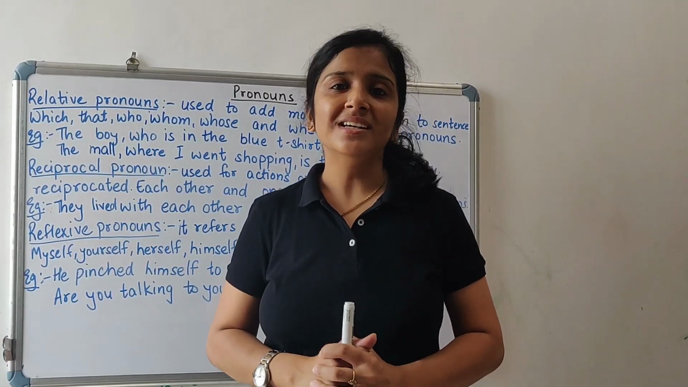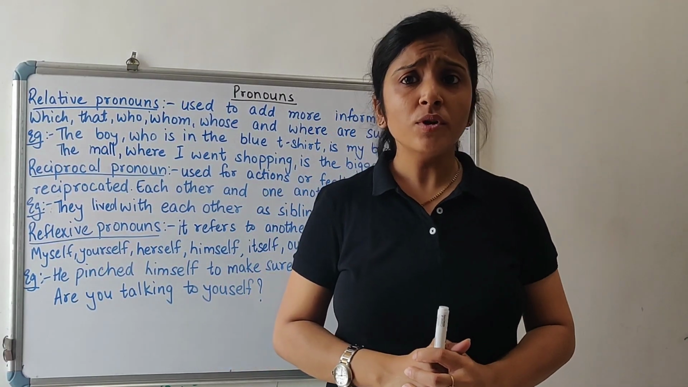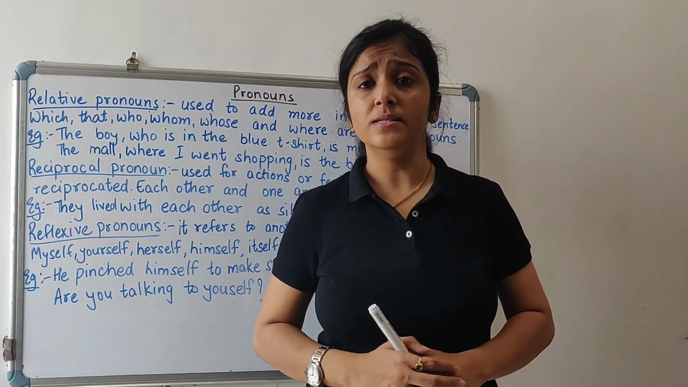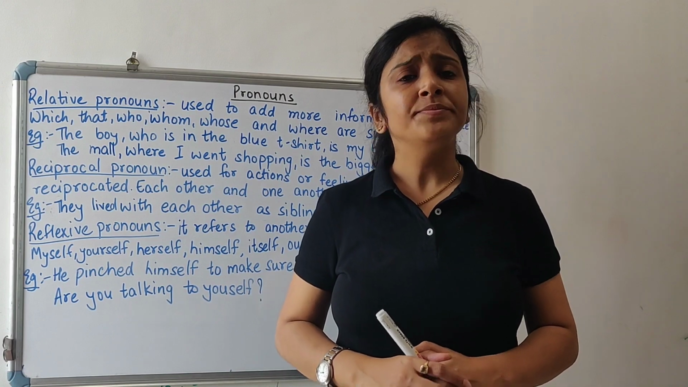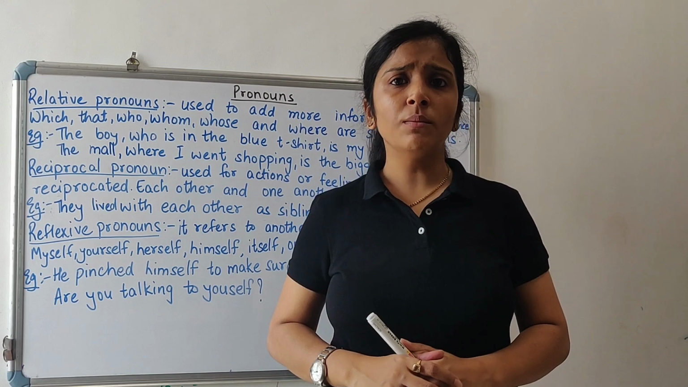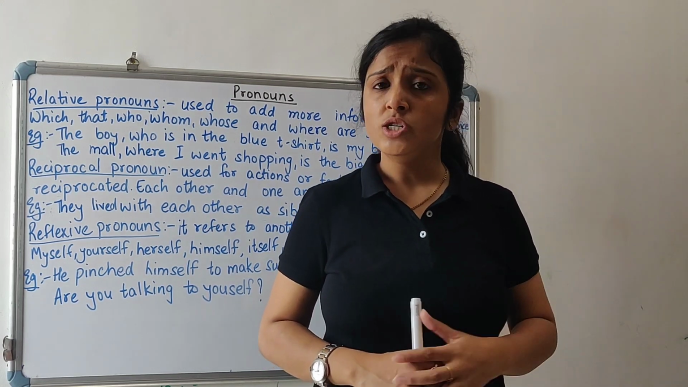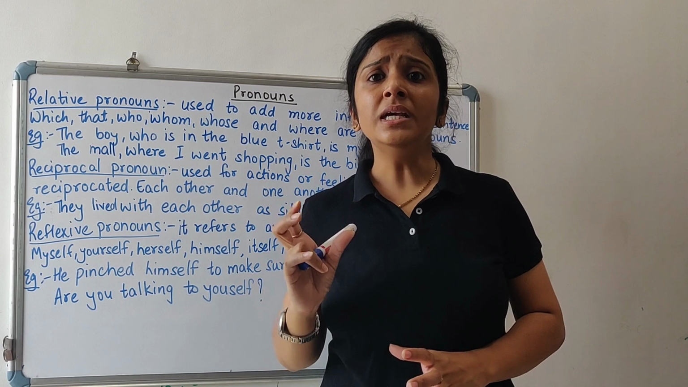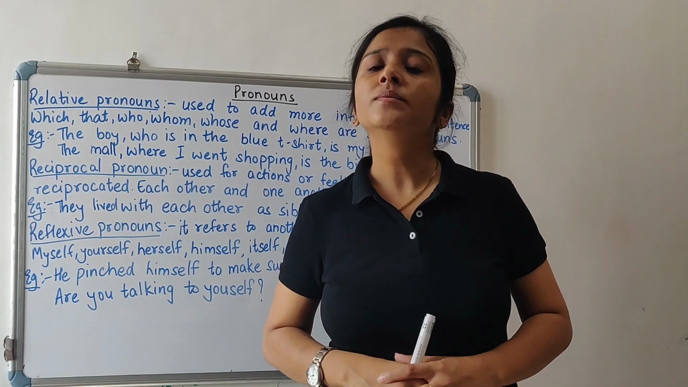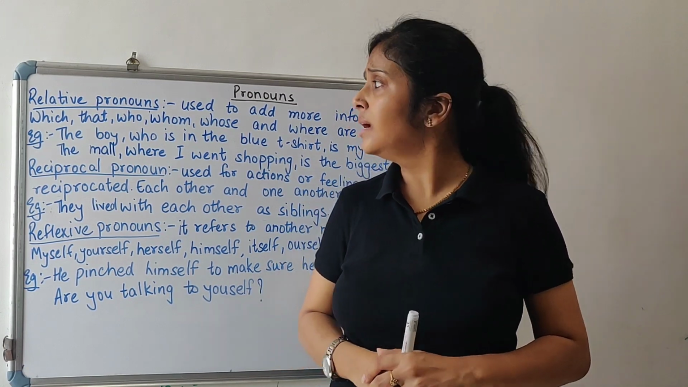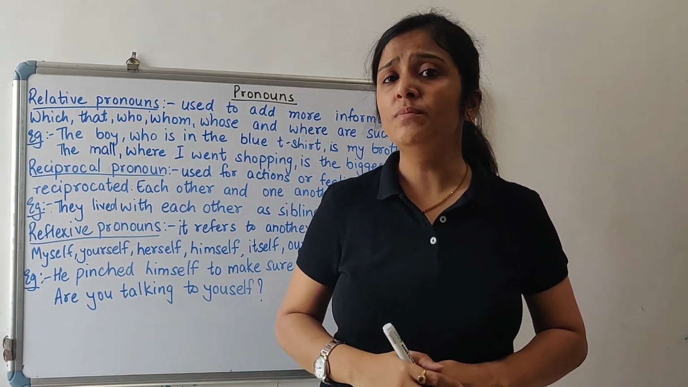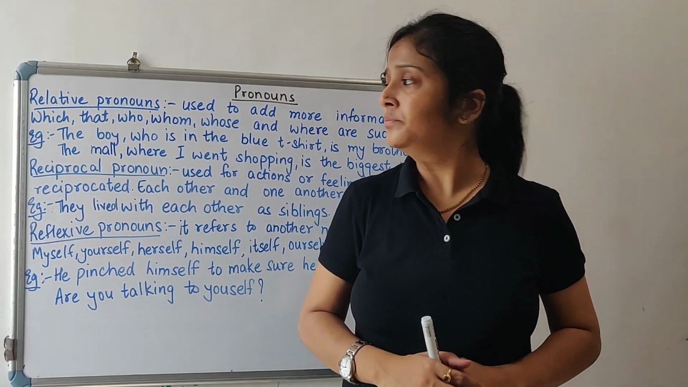Let's take up the next one, that is relative pronoun. So what is a relative pronoun? A relative pronoun is used to add more information to the sentence. For example, if I say the city that I visited last year is beautiful. So which city am I talking about? That I visited last year. So I am relating the city which I visited in the past year. And what is that? It is a beautiful city, right? So which, that, who, whom, whose and where are the pronouns that help us to make a relation, right?